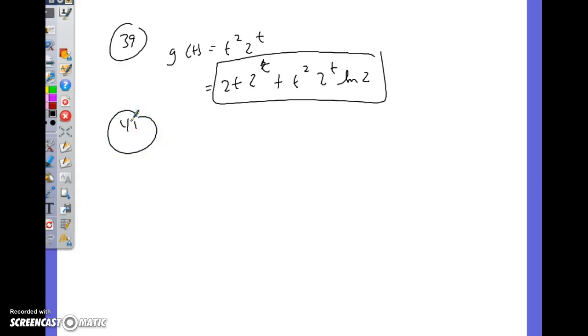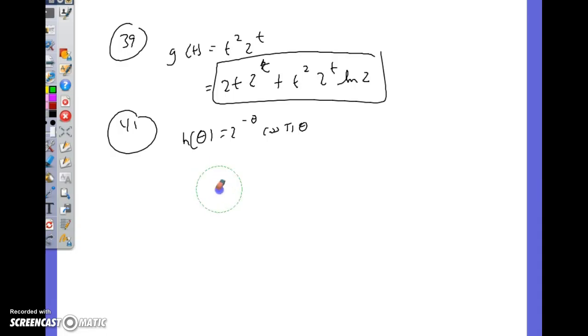41. H of theta equals 2 to the negative theta times cosine pi theta. Same thing, a product rule. So do the first thing. That's a little tricky because it's got a negative in front of it. So taking the derivative, I'm going to have to use the chain rule on that, correct? Yes. It looks like use substitution wins.